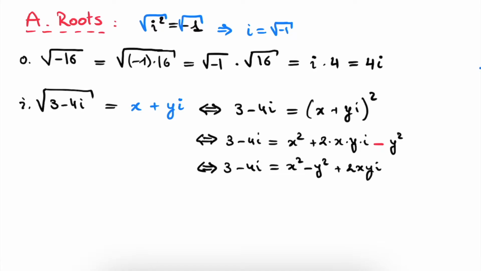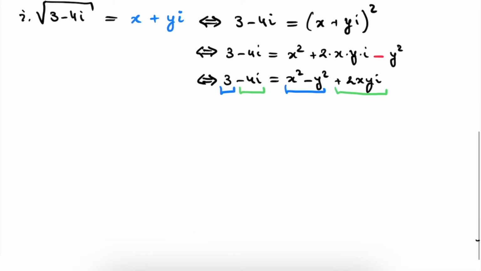And why did I rewrite it like this? Because at this point, we can clearly identify the real part and the imaginary part on both sides of this equality sign. We have this 3 and this x squared minus y squared being the real parts, and minus 4i and plus 2xyi being the imaginary parts. And because for equality signs with complex numbers, we always compare the real parts with each other and the imaginary parts with each other, this gives us effectively two equations. We get an equality sign for the real parts. So we have 3 is equal to x squared minus y squared. And for the imaginary parts, we have minus 4i is equal to 2xyi.